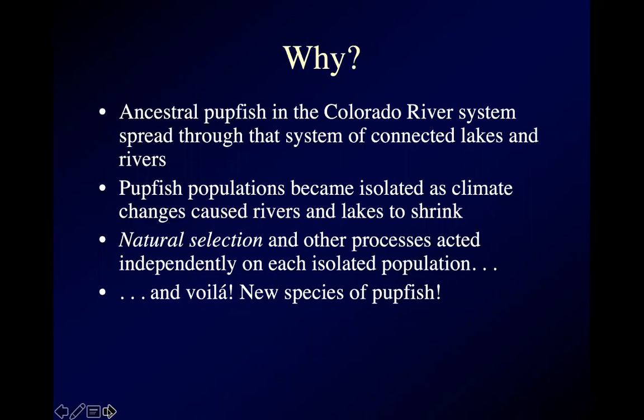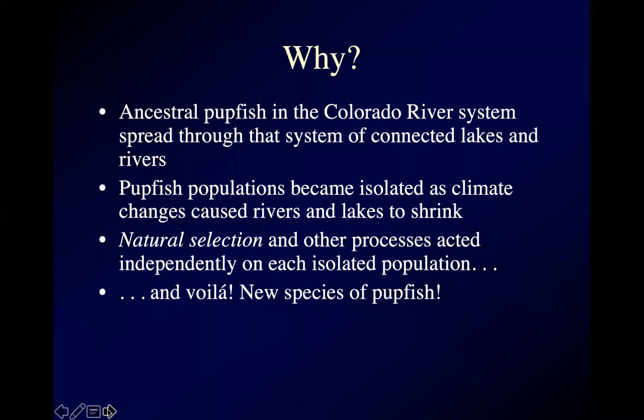But the climate starts getting warmer and drier about 10,000 years ago, give or take a couple of weeks. The rivers begin to shrink. The rivers start drying up. The rivers no longer connect the lakes, so pupfish in one lake can no longer swim to a different lake. They're trapped where they are.